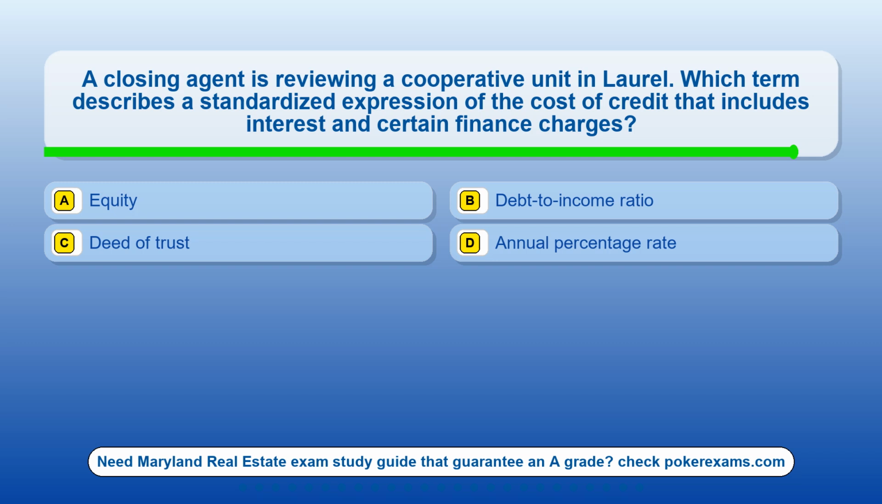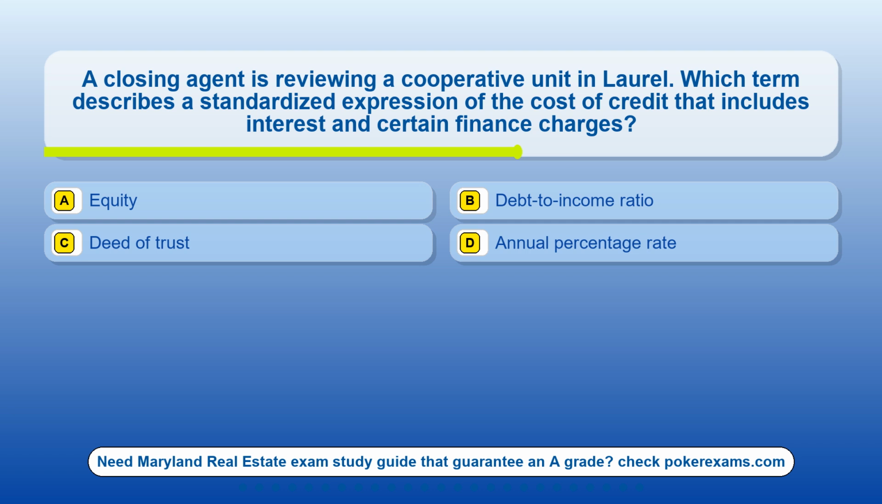Question 1. A closing agent is reviewing a cooperative unit in Laurel. Which term describes a standardized expression of the cost of credit that includes interest and certain finance charges? Option A, equity. Option B, debt-to-income ratio. Option C, deed of trust. Option D, annual percentage rate.